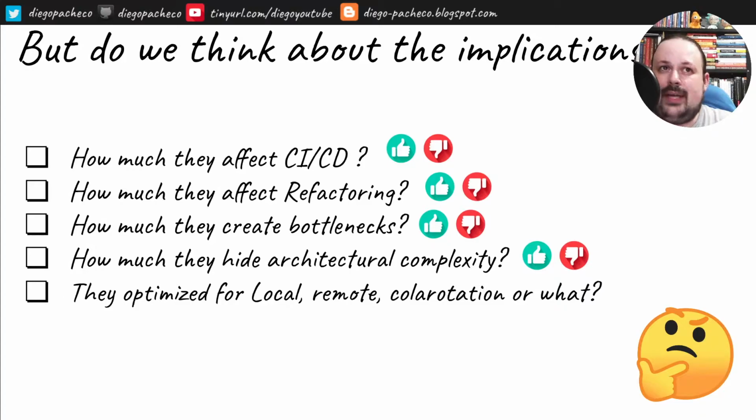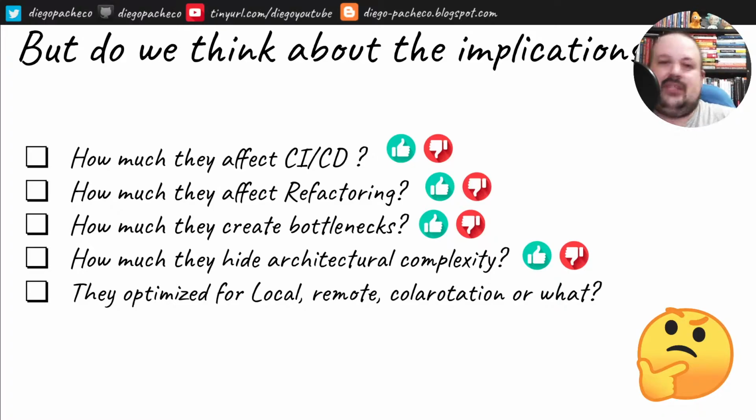Or what is optimized for open source and remote contributors that just contribute one time and you might never see these guys again, right? So we need to think about those considerations as well when we are embracing a branch model. And what happens in practice is people do not talk about these dimensions, do not talk about the effect it has on CI/CD, the effect it has on refactoring, the bottlenecks it creates or removes, architectural complexity, and what it is optimized for. And those are very important conversations we need to have.